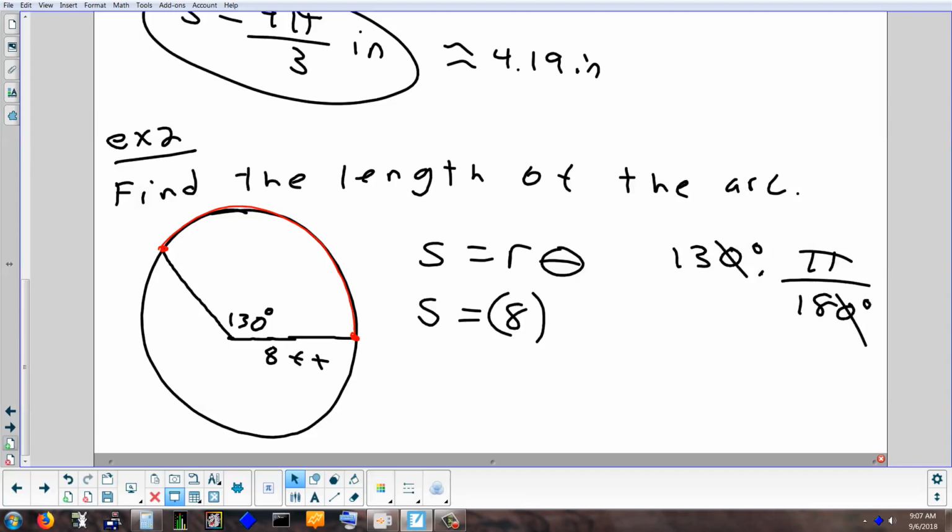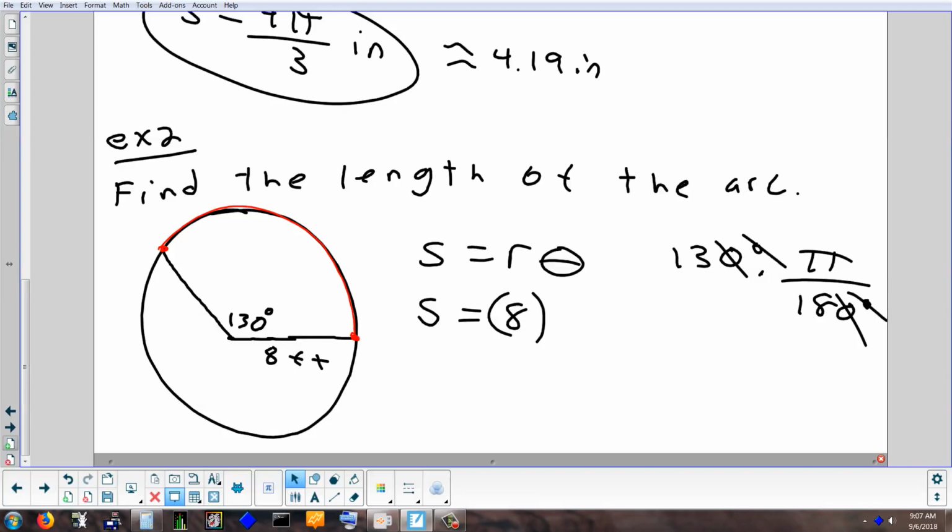I can reduce by 10, and I can cancel degrees. So the angle that I want to use in this problem is 13 pi over 18. That's what you get if you change to radians. Any questions on that? Wait, why did you just cross out the 0? Because I divided by 10. I reduced it by 10.